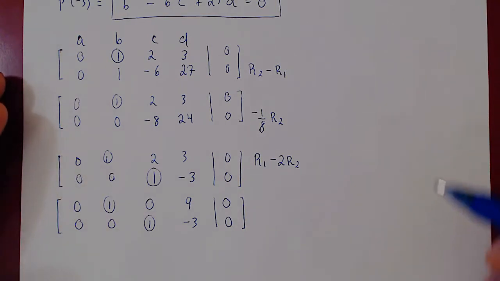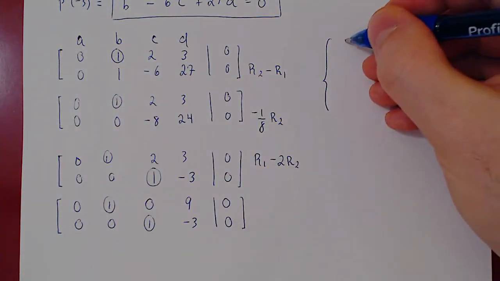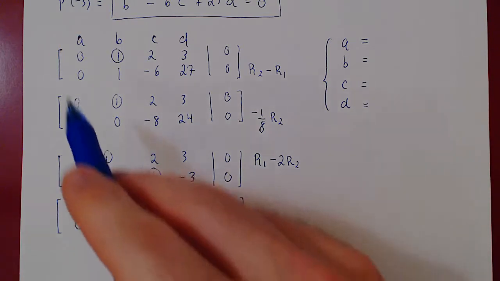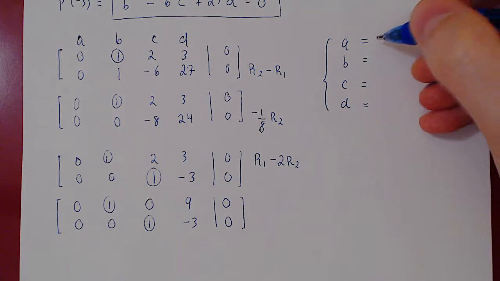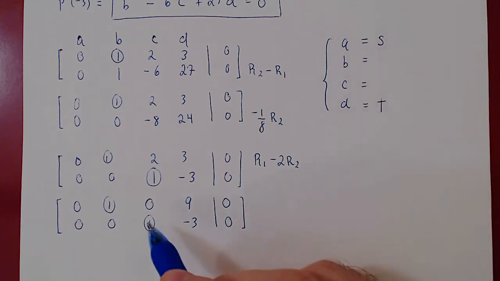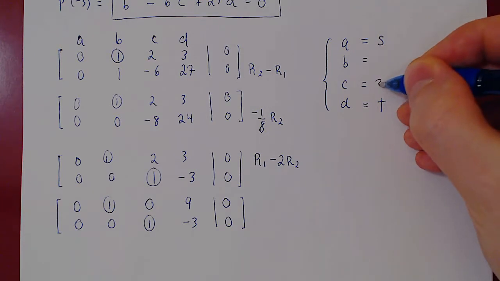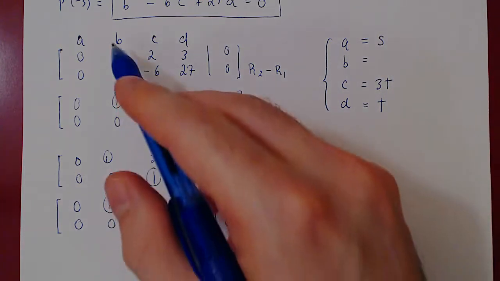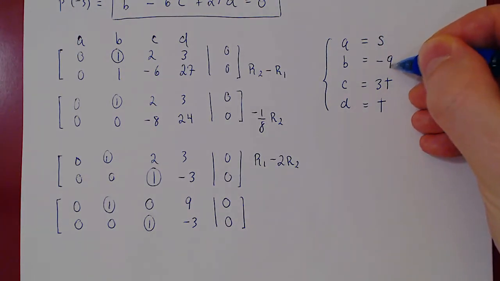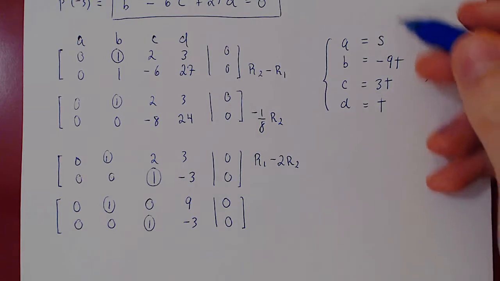We can write the complete solution set. Let me write this here. We had our 4 coefficients, A, B, C, D. As you can see, A and D don't have leading 1s, so they are free variables. Say A is S, D is T. And now if you solve for C, C will be positive 3D, which is T, so it's going to be 3T. And if you solve for B, you will get negative 9D, negative 9T. And S and T are parameters, so they can range over all real numbers. And now we have solved for our coefficients.